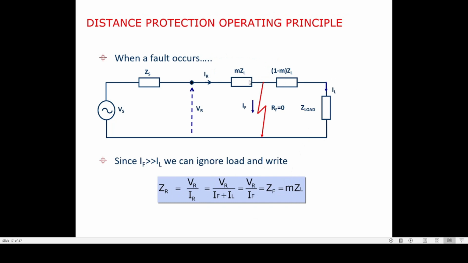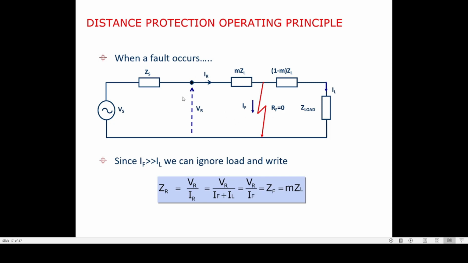Now, suppose a fault occurs somewhere in this line. After the fault, the impedance up to the fault location is M times ZL, and the remaining impedance of the line is (1 minus M) times ZL, because the total impedance is ZL. Suppose this fault doesn't involve any resistance, so the fault resistance is 0.